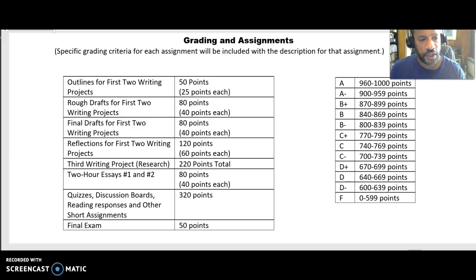So the first few items, it says outlines for the first two writing projects, rough drafts for the first two writing projects, final drafts for the first two writing projects, and reflections for the first two writing projects. So the first two writing projects are very similar, and you will go through the same process for each. And you can use projects and essays somewhat interchangeably. And so I don't just throw you in and say, hey, here, write an essay.